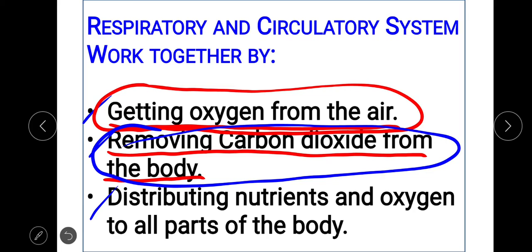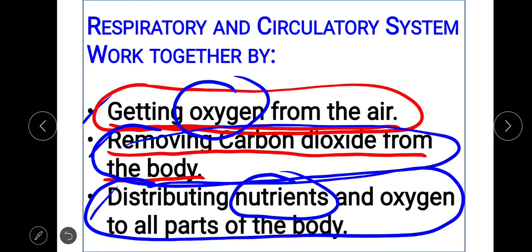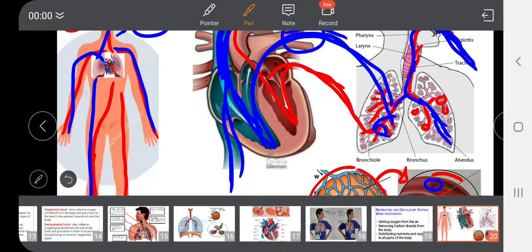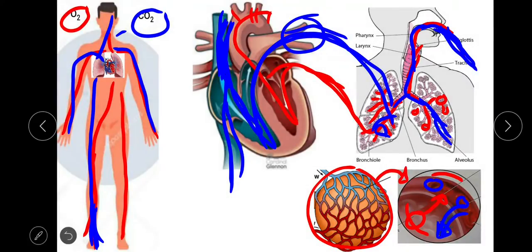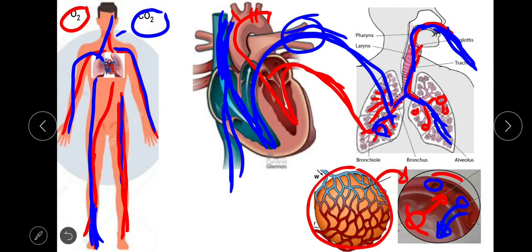What about the third job? Distributing nutrients and oxygen to all parts of the body. Yes, the third job is already done. When we get oxygen, at the same time, nutrients are also distributed here. When we said a while ago that oxygen is already distributed here, so the nutrients are distributed as well.